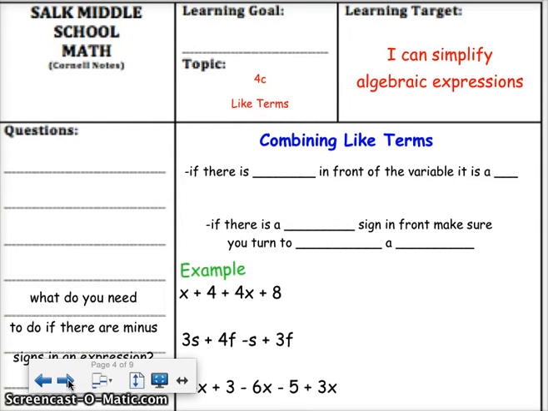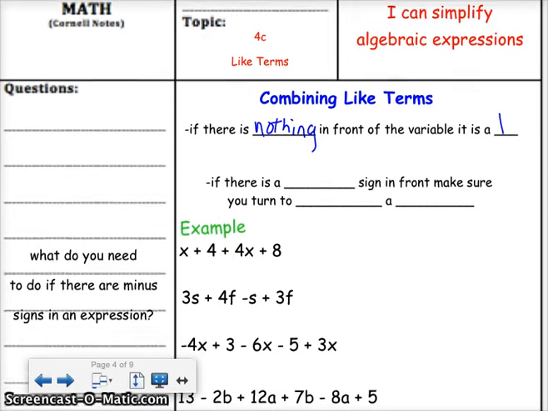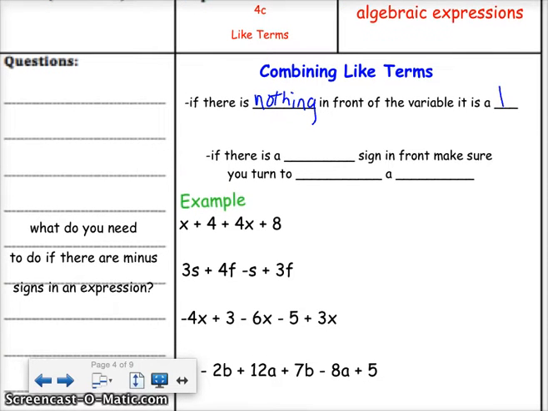Okay, moving on. Now knowing the vocabulary word, we can apply it to actually simplify. So simplifying like terms. You understand a term is a part of an expression. If there is nothing in front of a variable, it is 1. You remember that. You also need to remember if there is a minus sign, you need to turn it to plus and negative. I'm going to give you a minute to catch up.